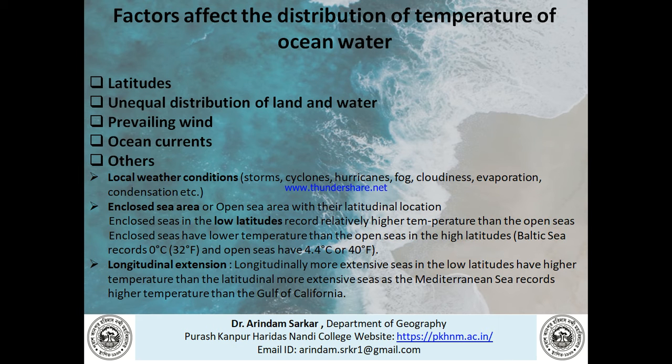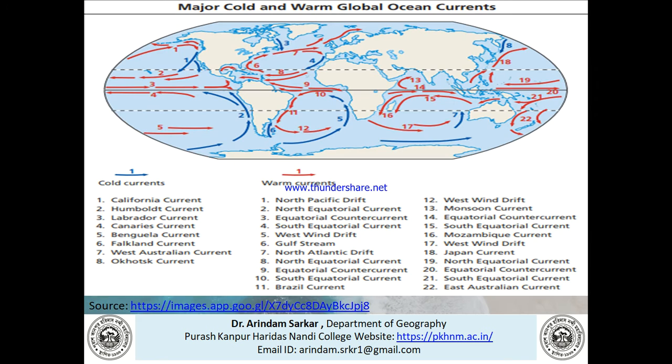And for the enclosed sea area, the enclosed sea in the low latitude records relatively higher temperature than the open seas, and enclosed sea has lower temperature than the open seas in the high latitude, that is the Baltic Sea, which has recorded 0 degrees centigrade, and open sea temperature is about 4.44 degrees centigrade. In this map we can see the location or path of warm and cold ocean currents and their influencing area.